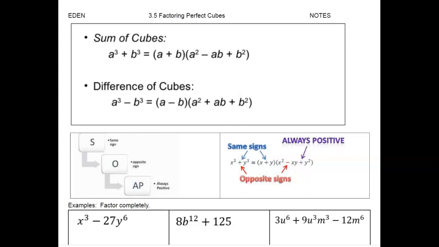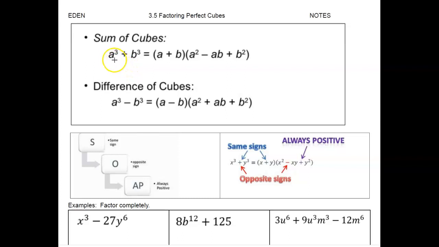Okay, so in section 3.5, we're going to learn the last type of factoring, which is perfect cubes. It's similar to perfect squares, except this will not involve imaginary numbers, and the formula is a little more complicated to memorize, but we do have a mnemonic device to help you. All right, so we are going to be able to factor the sum of cubes and the difference of cubes.